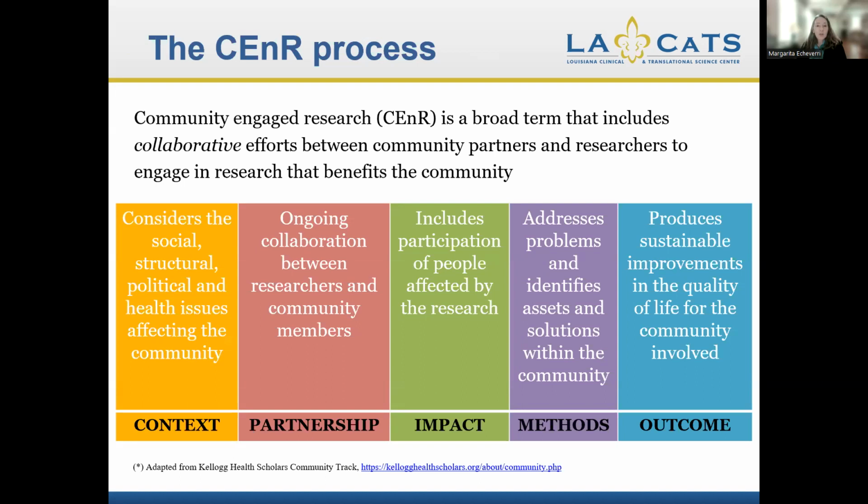Community engagement studies are also based on building collaborative partnerships between the investigators and the community, so they together join forces to produce results. Community engagement projects include direct participation of individuals affected by the research, so the impact is produced in the same community. Community engagement projects include research methods that allow to identify problems, but also create solutions to those problems. And finally, community engagement projects are expected to produce positive outcomes to the community in order to improve their quality of life.